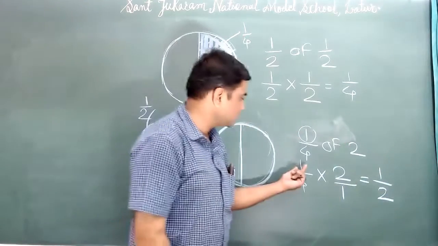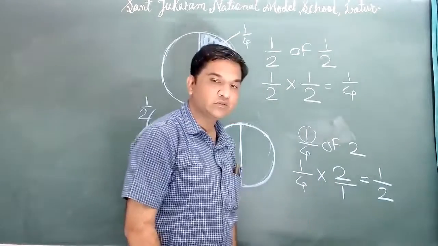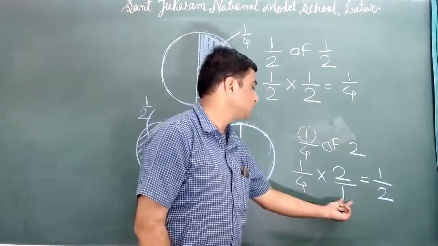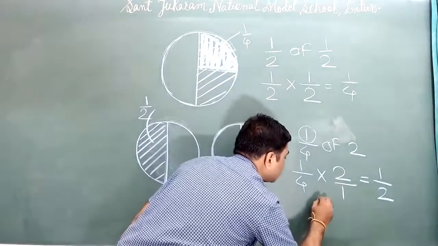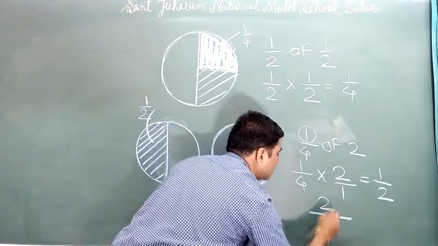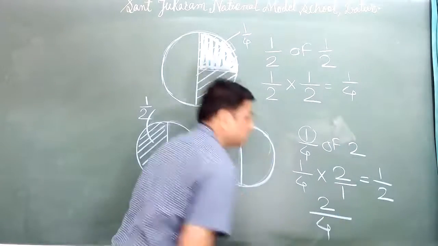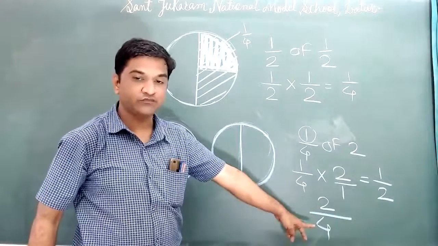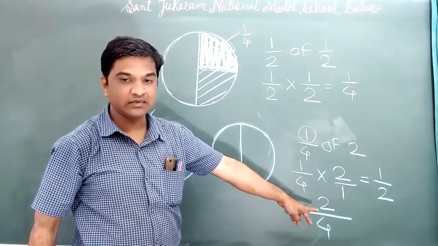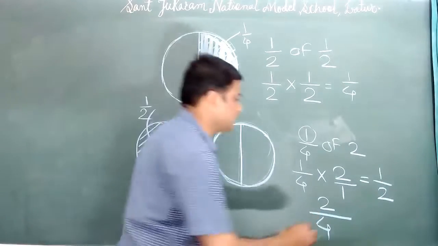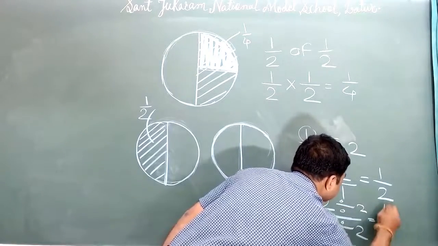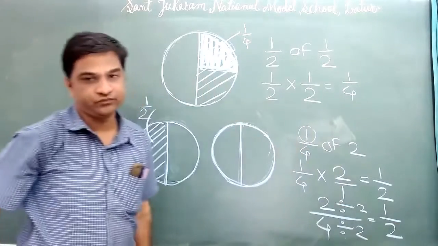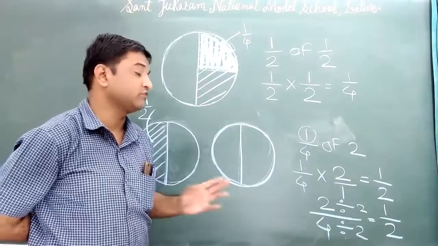We multiply 1 with 2, so we get 2, and 4 with 1, we get 4. But see it properly, 2/4 can further be divided by 2. If I divide both the numerator and denominator by 2, I get the reduced form of the fraction as 1/2.